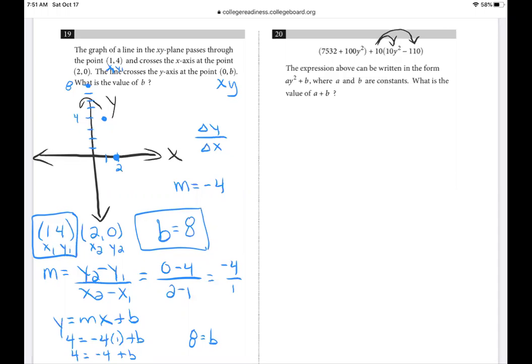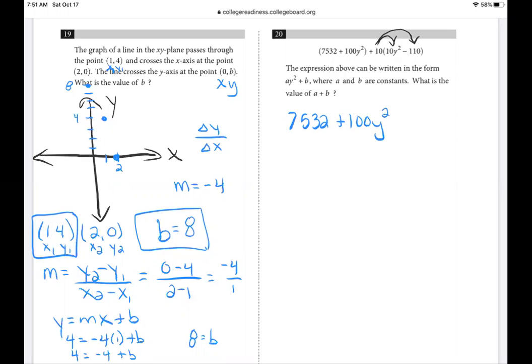All right, for number 20, we are told that this expression can be rewritten in the form a y squared plus b, where a and b are constants, and we're asked for the value of a plus b. This might sound very confusing just to read it, but anytime you have this type of problem, it is a very common format. If you can simplify, then go ahead and simplify and get a fresh view of your original expression. So I'm going to take that 7,532 plus 100 y squared and just leave that alone.